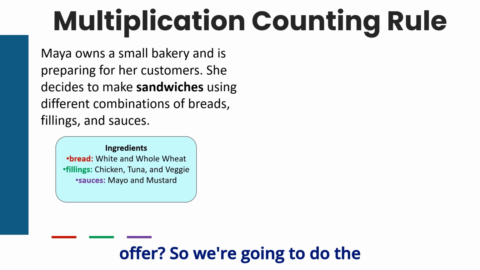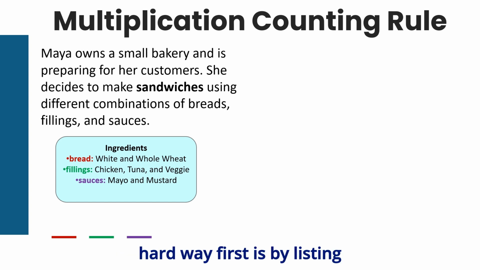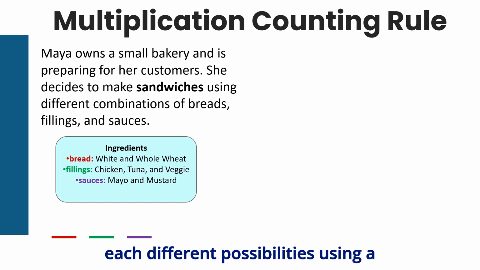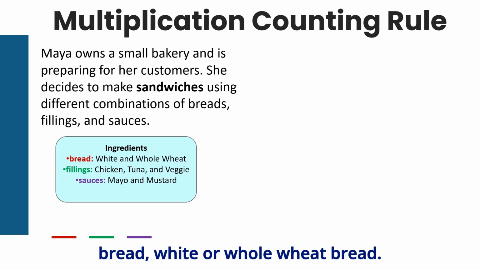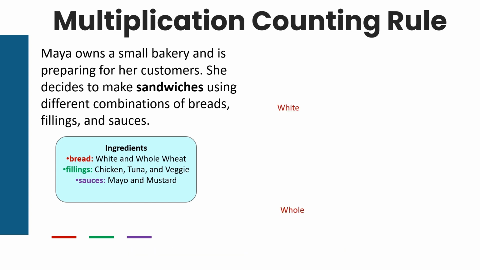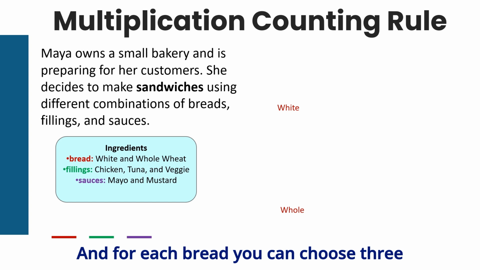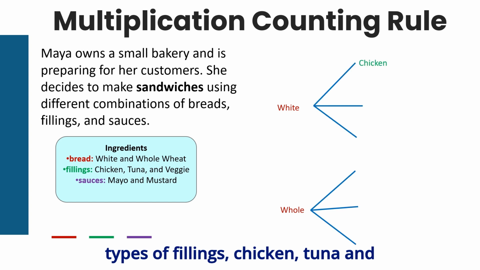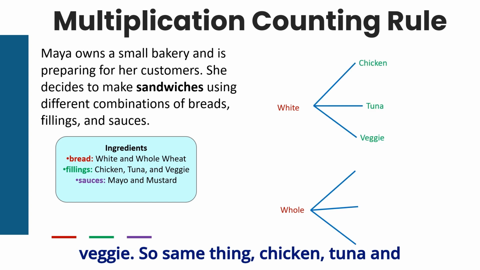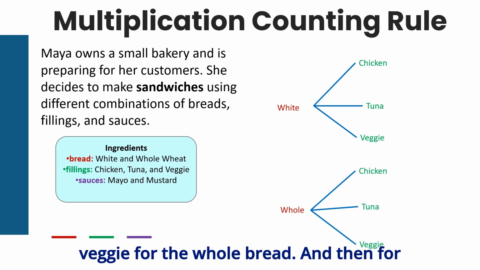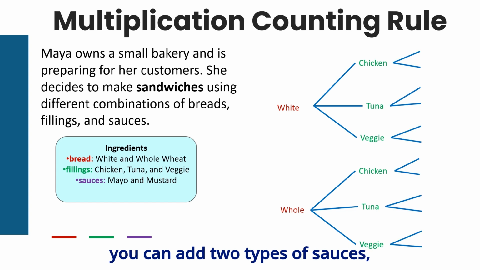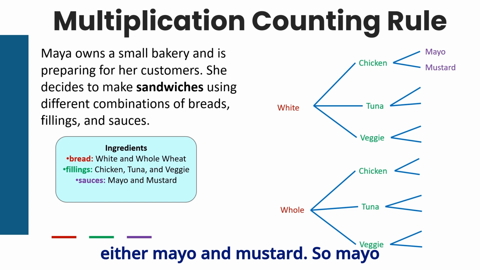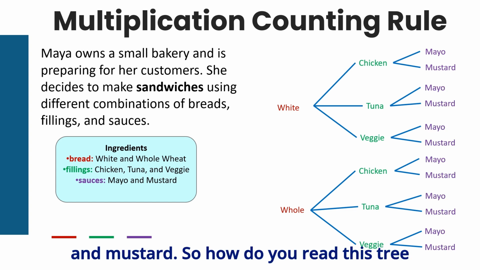So we're going to do the hard way first, by listing each different possibility using a tree. So we start with two types of bread, white or whole wheat bread. And for each bread, you can choose three types of fillings: chicken, tuna, and veggie. So same thing, chicken, tuna, and veggie for the whole wheat bread. And then for each combination of bread and filling, you can add two types of sauces, either mayo or mustard. So mayo and mustard.